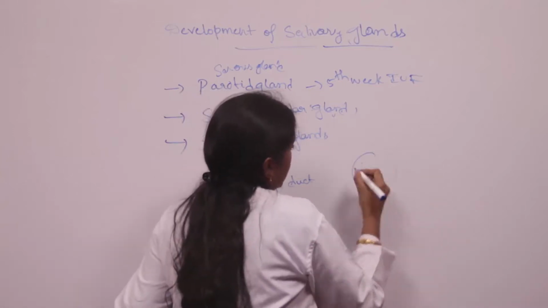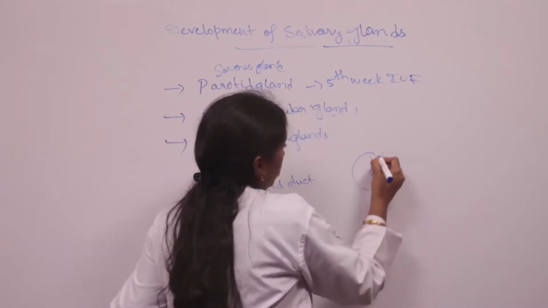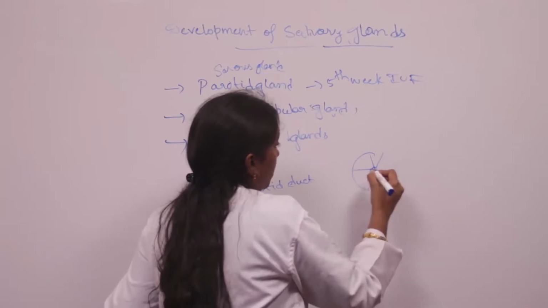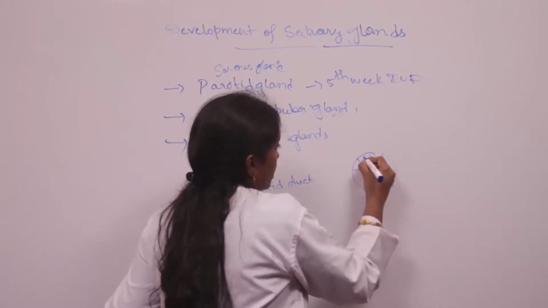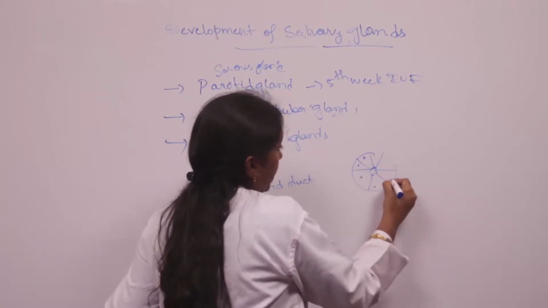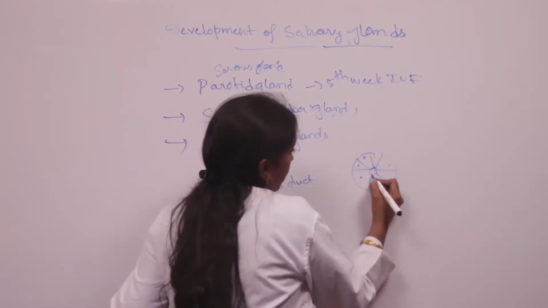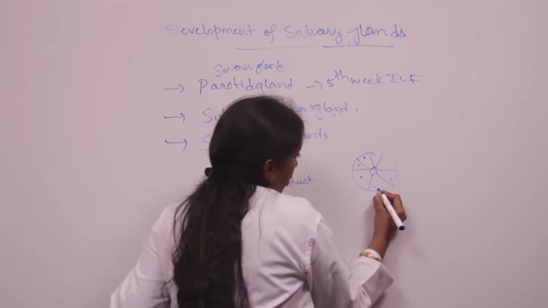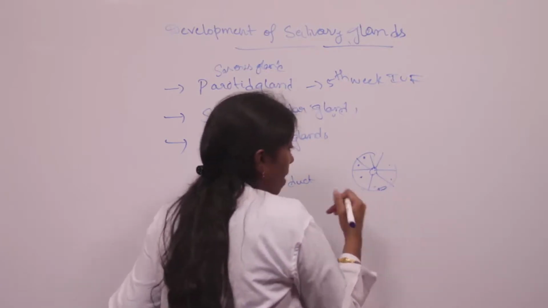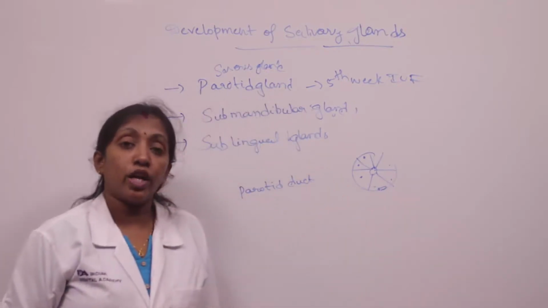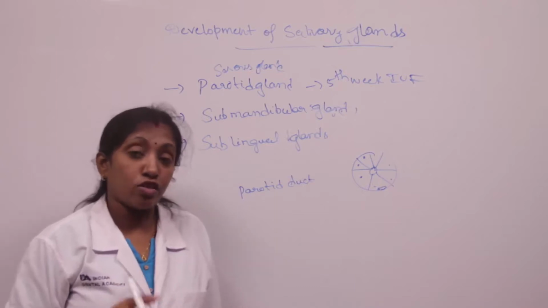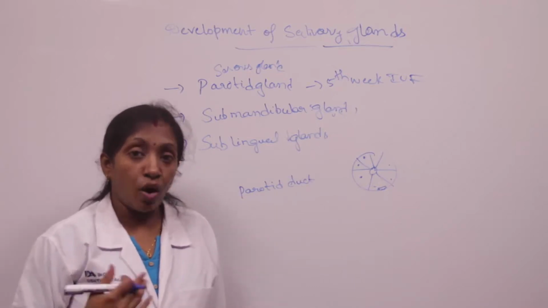For example, in the serous acini, we know that pyramidal shaped cells are present, with a rounded nucleus situated at the base, and between the basement membrane and the pyramidal shaped cells, the myoepithelial cells are present. These myoepithelial cells are also ectodermal in origin. That's why the parotid gland is also ectodermal in origin.